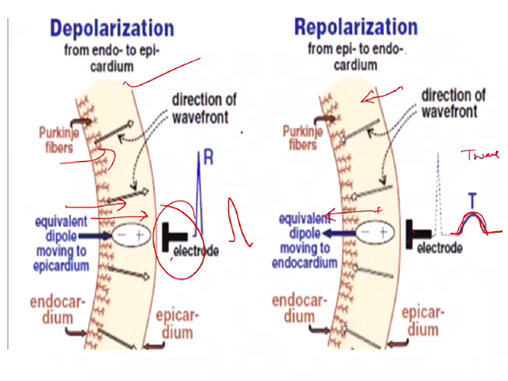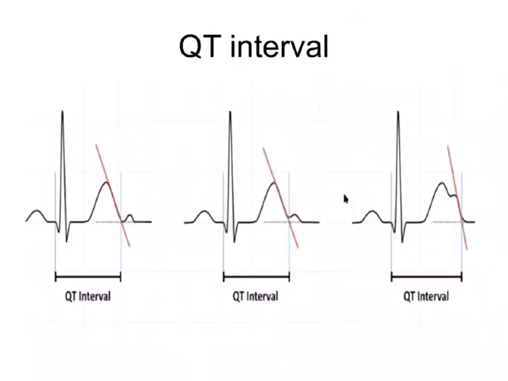We see the negative charge is moving away from the lead, so we will get another positive deflection. This is why T waves, though they represent repolarization, are positive; they show a positive deflection because the negative charge is moving away from the lead, from epicardium to endocardium.